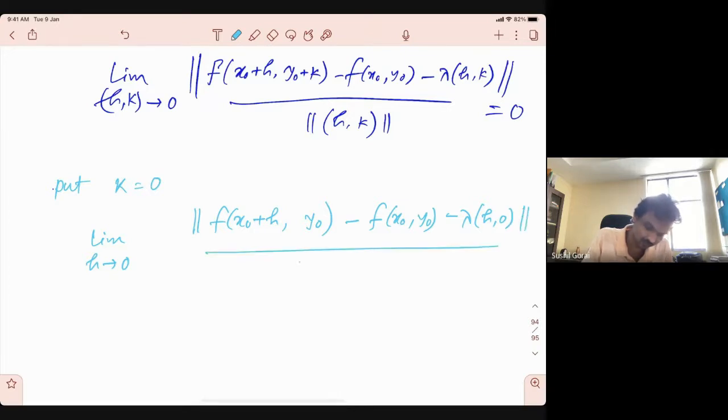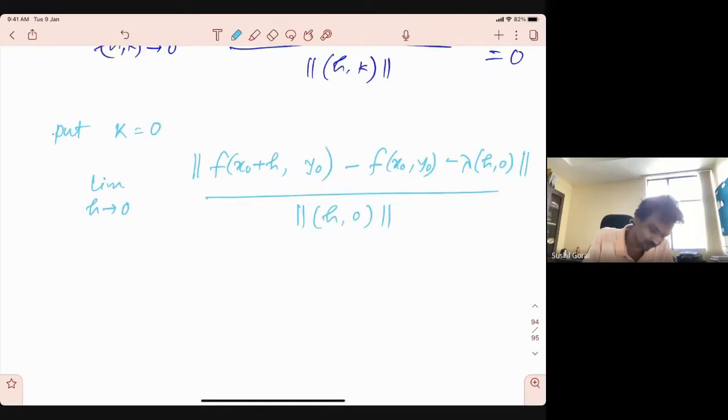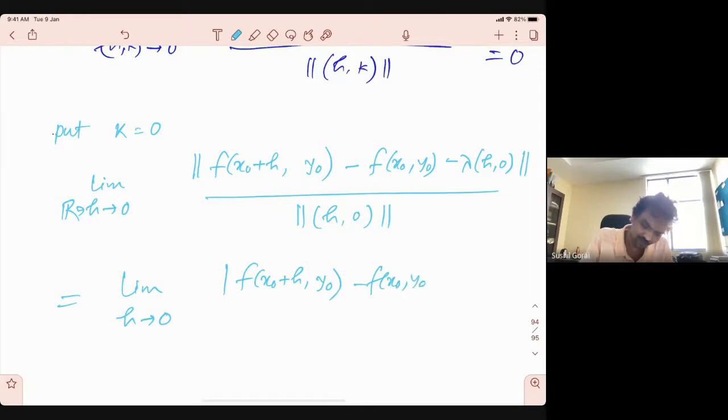And norm of (h, 0). Now this norm becomes mod, and this is in R. So this is nothing but the limit as h tends to 0 of mod of f(x naught plus h, y naught) minus f(x naught, y naught). And since lambda is linear, you get lambda(1, 0) times h, mod by mod of h, and this equals 0. This implies this equals 0.